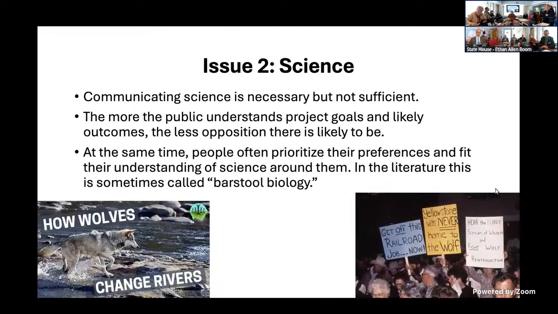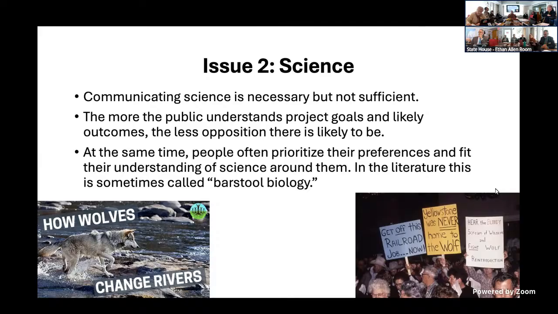Number 2, obviously, all of the science is really important in all of this stuff. Is there going to be enough genetic diversity for your reintroduced species to establish itself effectively? How's it going to matter for the rest of the environment? What are the knock-on effects, trophic cascades going to be? And communicating all of this at all levels of relevance in the project is important, but it's not enough.